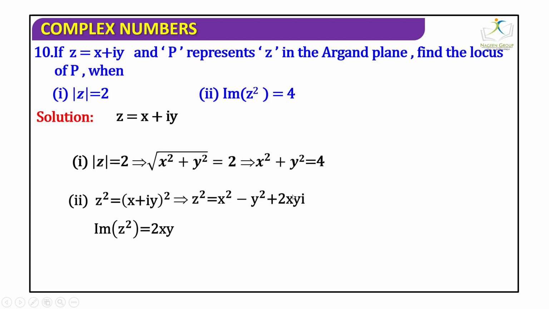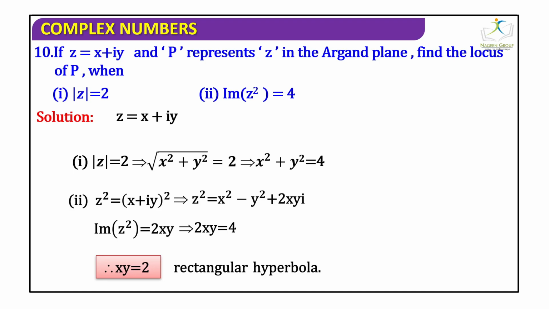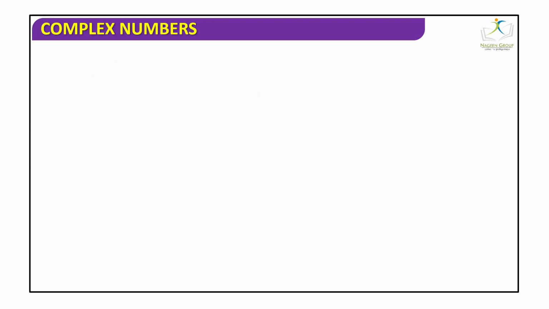Now from here we can find out 2xy's value, that is equal to 4. So put it equal to 4, right? From here we can find out the value of xy. What will the value of xy be? 4/2. 4/2 means what will it be? 2. Now this is a rectangular hyperbola. We need to find out the locus of it. So the locus will be a rectangular hyperbola.